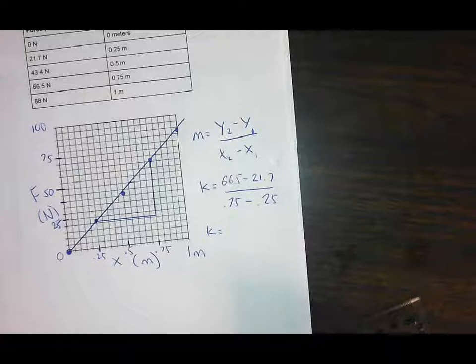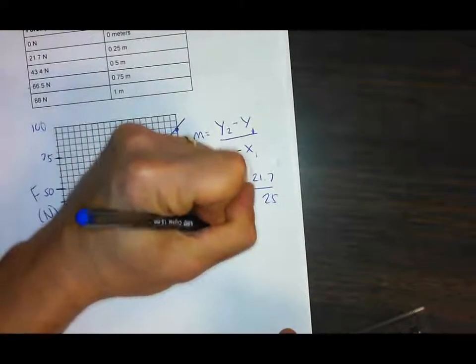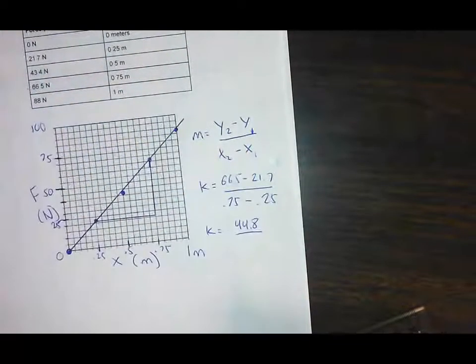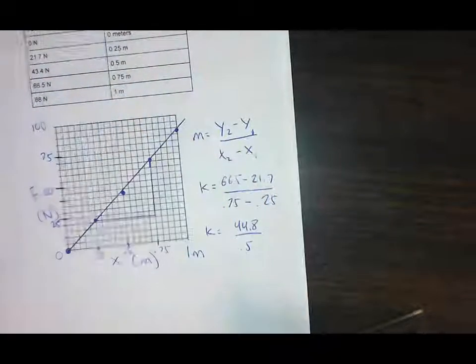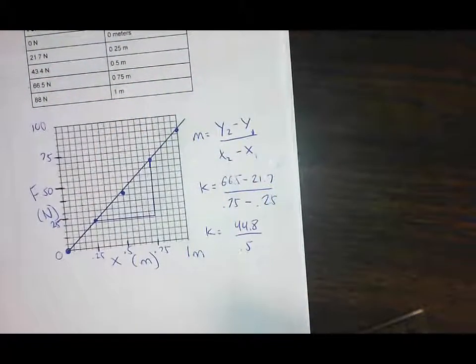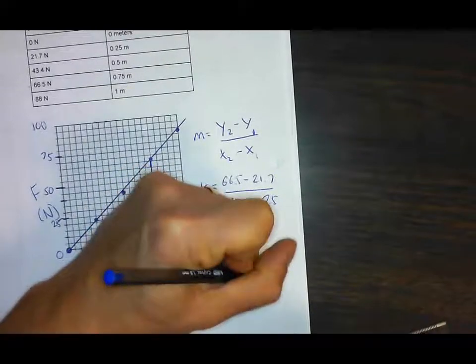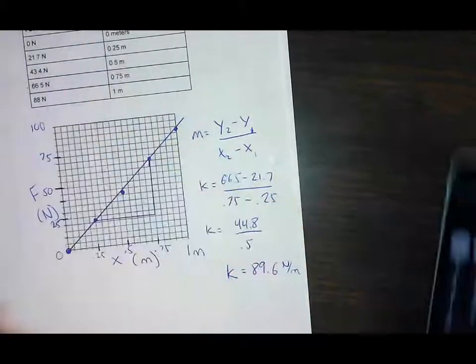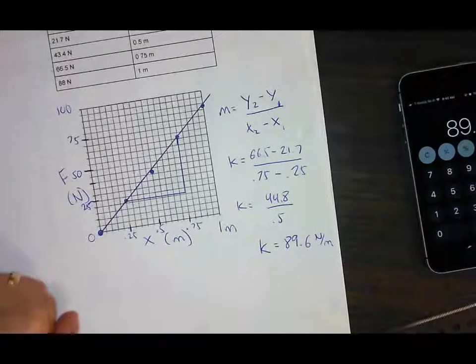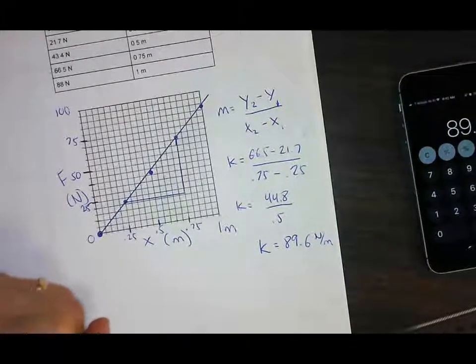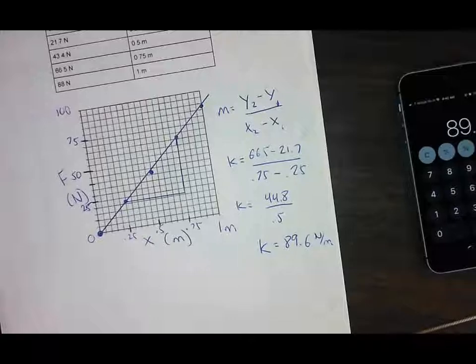So let's do 66.5 minus 21.7, that's 44.8 divided by 0.5. So I'm going to divide by 0.5, and I get a K value of 89.6 newtons per meter. So my K value is 89.6 newtons per meter. All right.